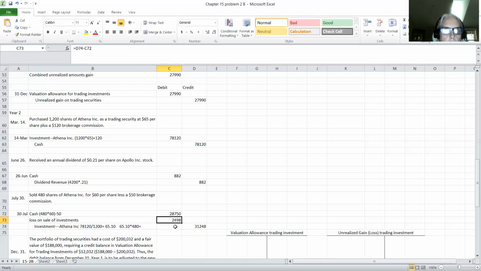So if you get lost in your transactions that you're working on Cengage, take the cash that you received from the sale and compare it to the cost of the stock that you sold. If the cost of the stock that you sold is more than the cash that you've received from the sale, there will be a loss, as in this case.